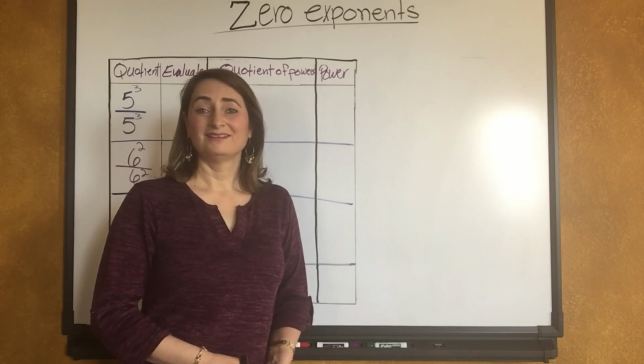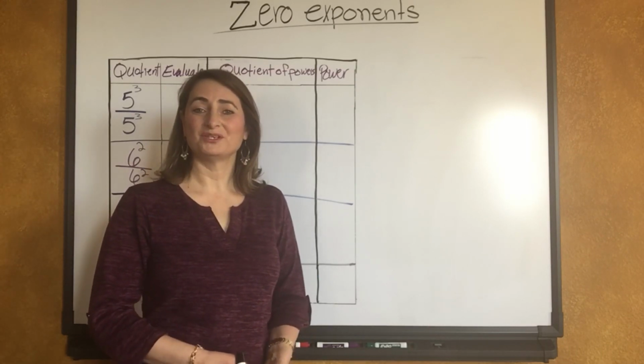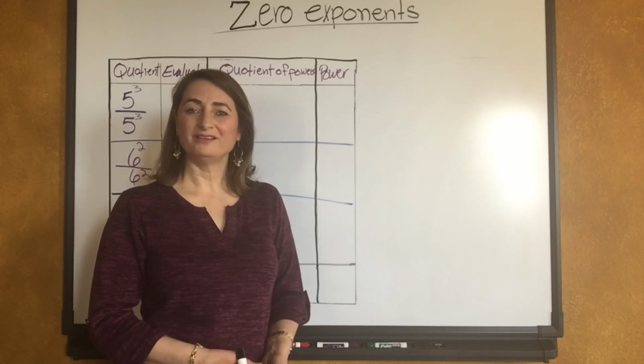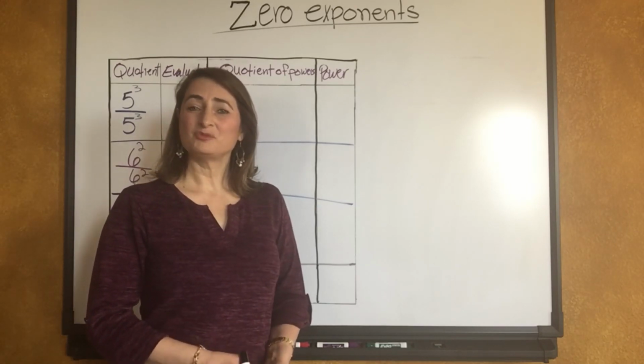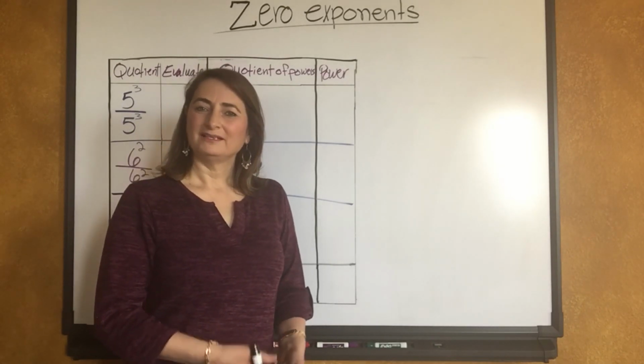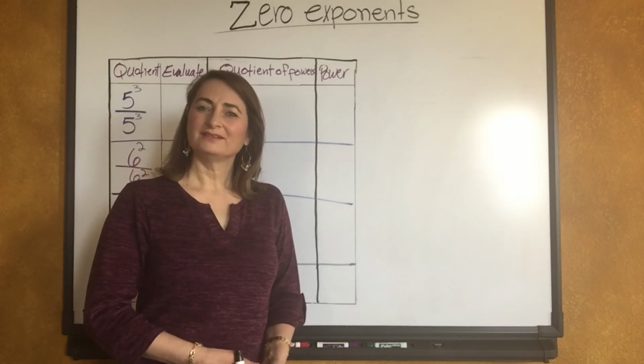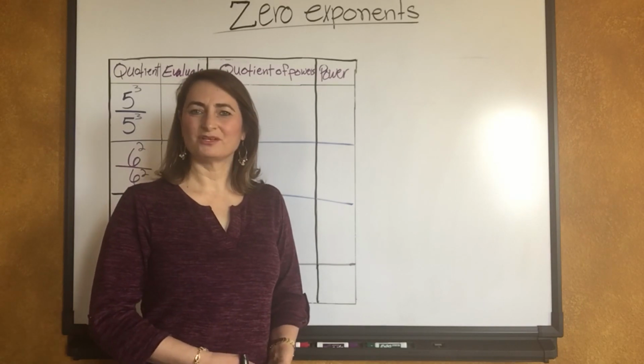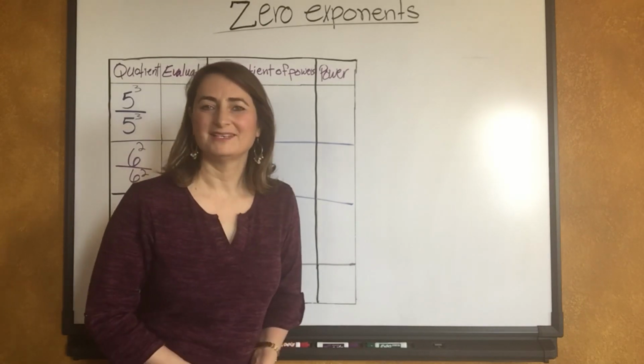Today's lesson is to understand how zero exponents work: if you try to evaluate or simplify expressions with zero exponents, what does that give you? At the end of the lesson, we're going to come up with a rule that we can use for zero exponents. For us to understand that, let's fill out that table first.